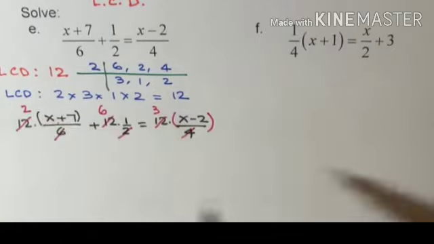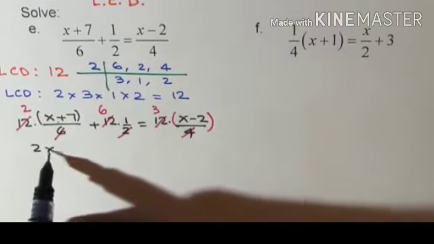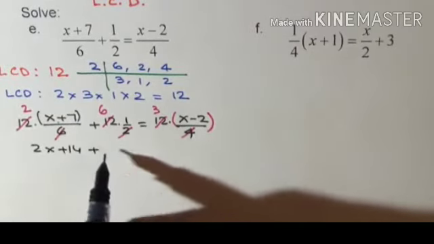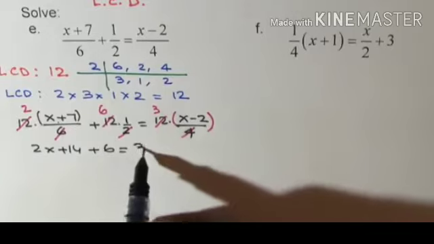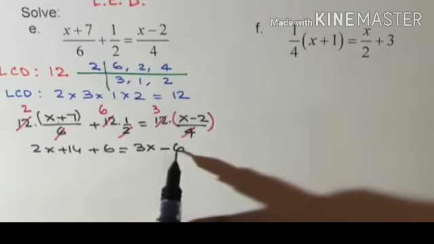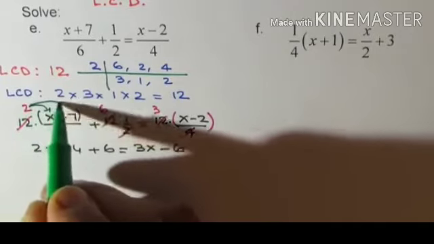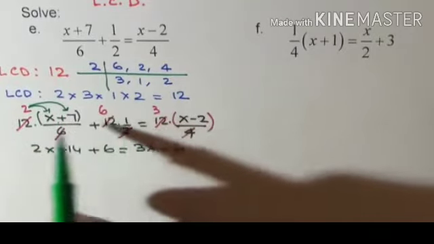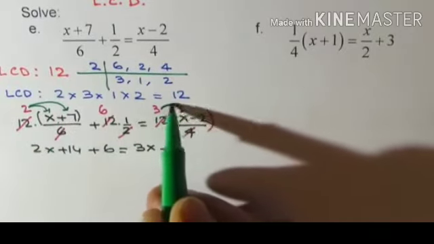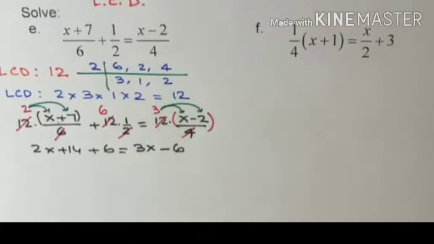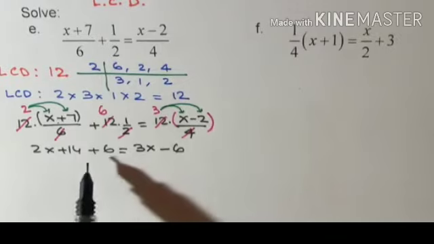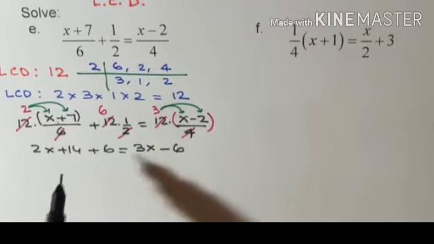So when you open this bracket, you get 2x plus 14 plus 6 equals 3x minus 6. I hope this step is clear. We are multiplying this 2 with both the numbers, right? Applying the distributive property. Now you have to solve, bringing the x terms together and the constants together.